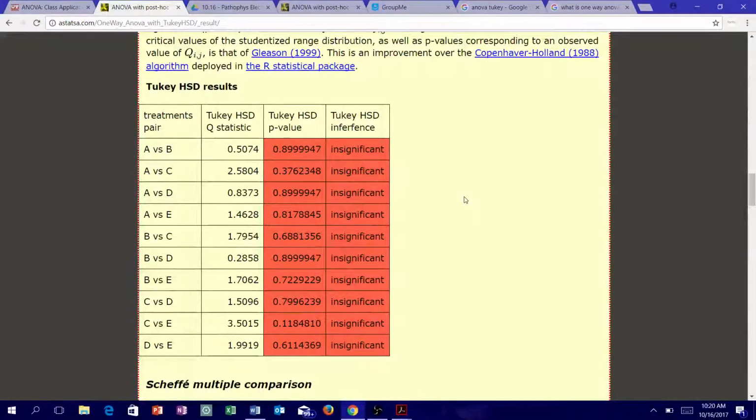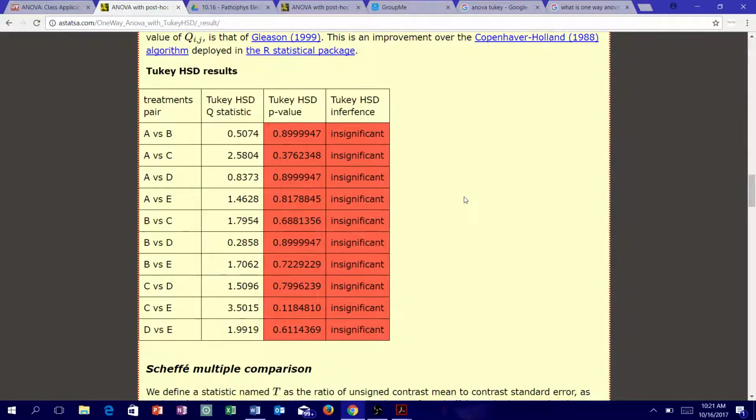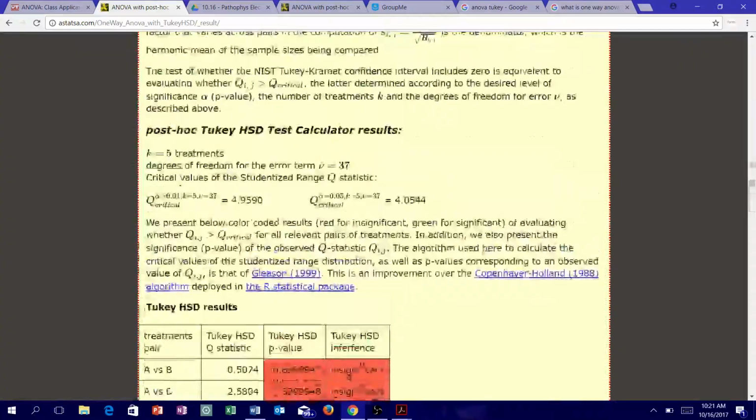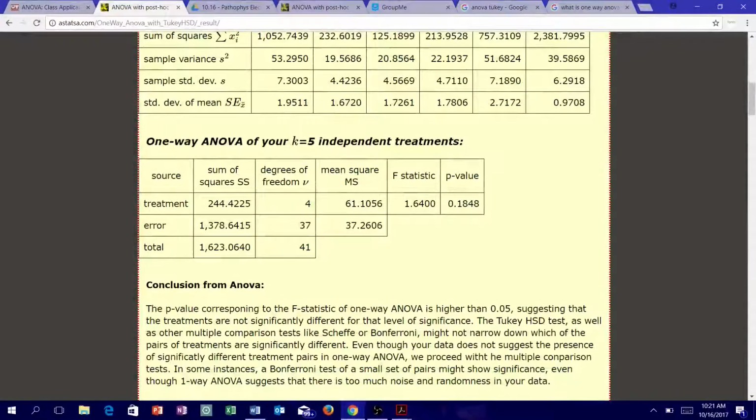Let's go. State it. There's not statistically different. Oh, 0.1848. Yeah.